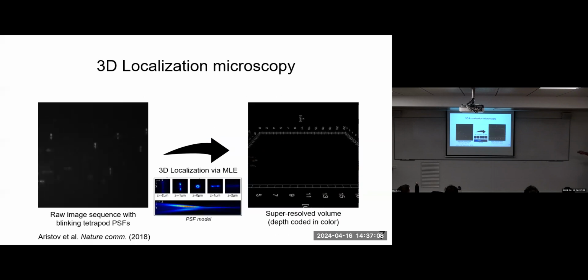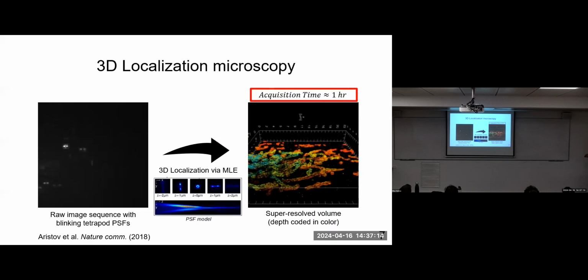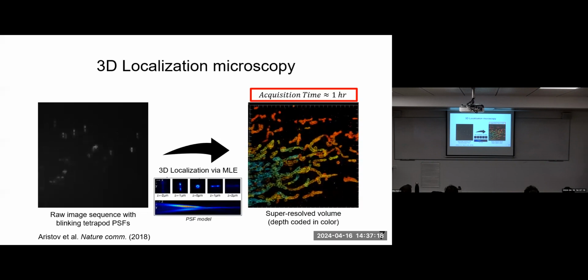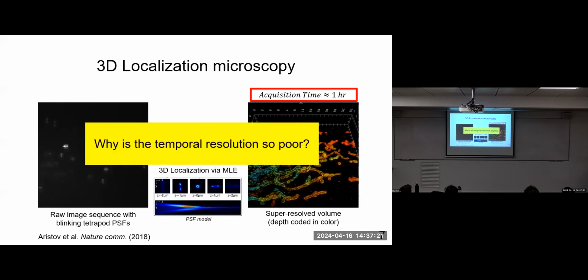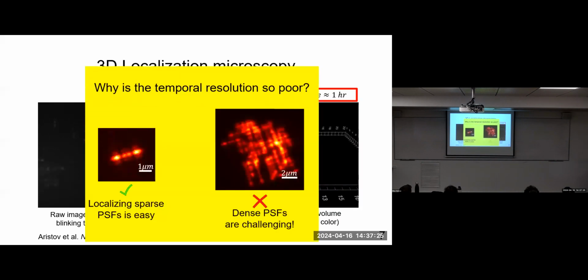Now, here you see depth is encoded in color. And this seems like perfect, right? What's left to be done then? Well, reconstructing this volume alone took about 1 hour, right? Why is it so long? The challenge is basically merely algorithmic.